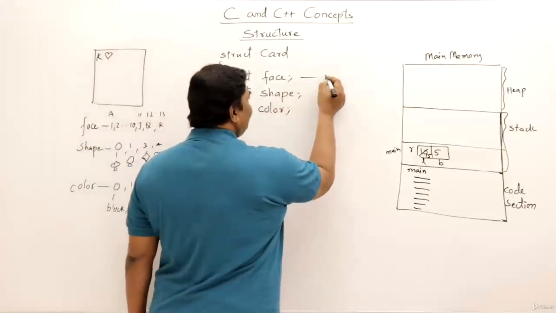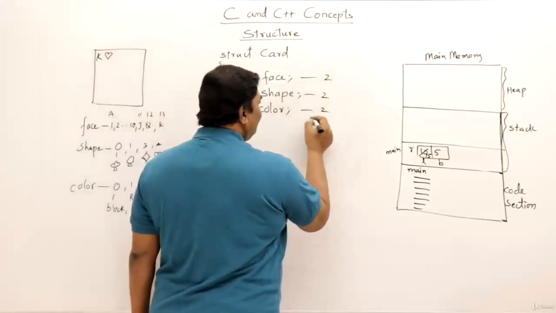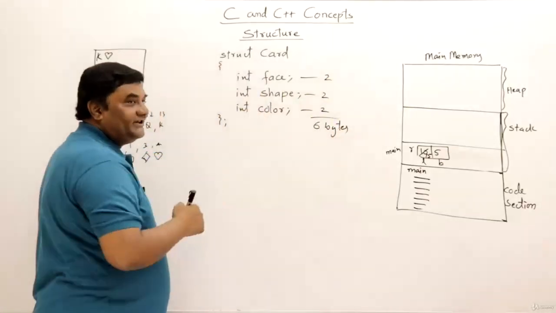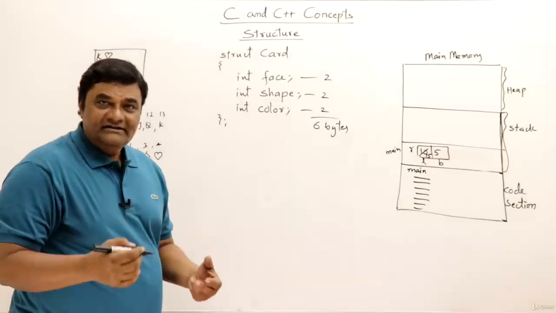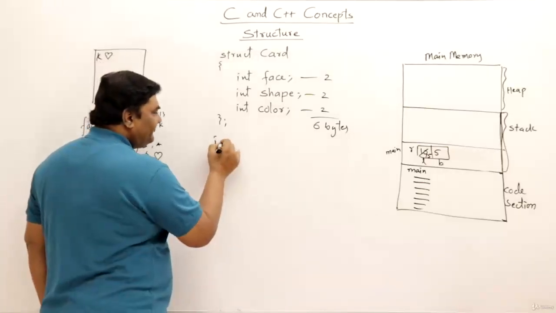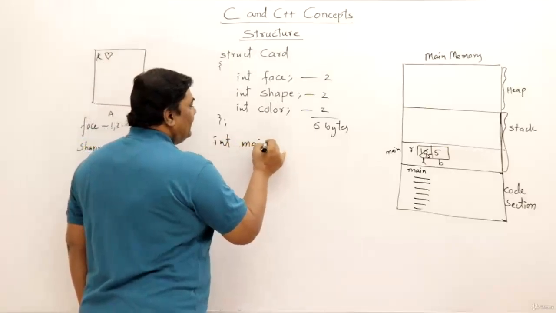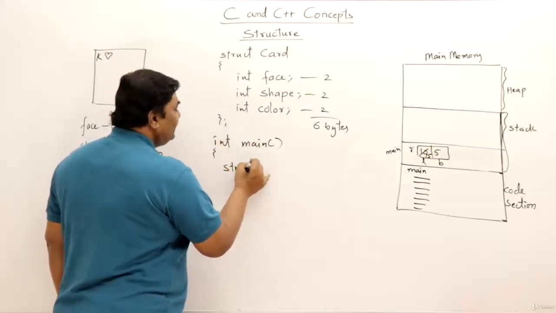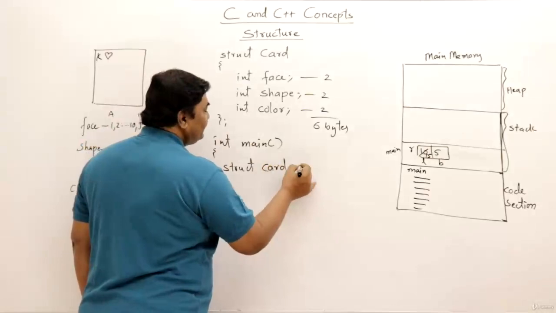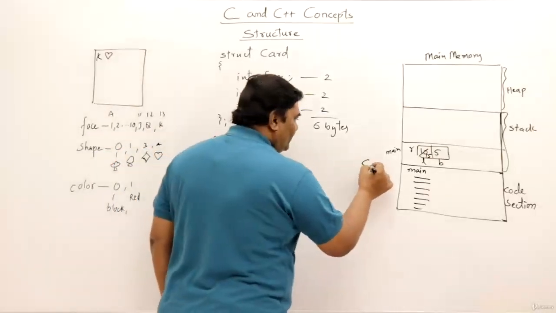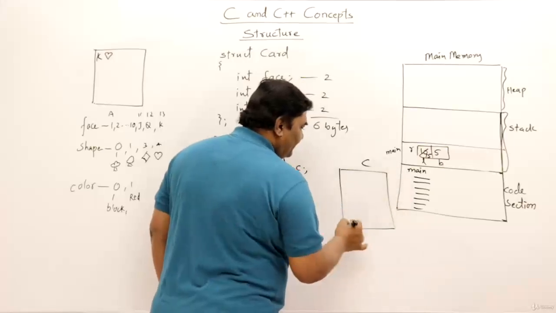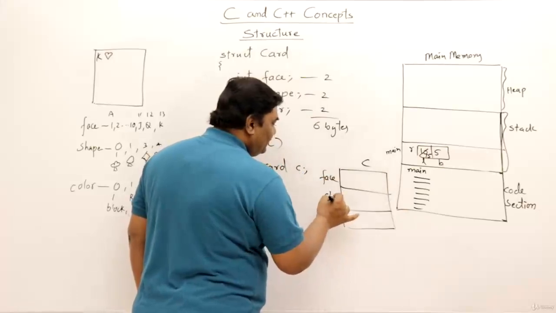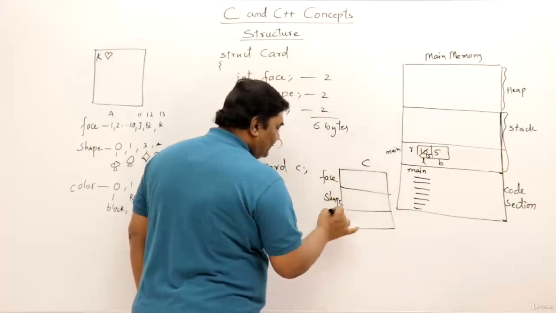Now how much space is it taking? Suppose integer is taking 2 bytes, so a total of 6 bytes of memory it is taking. This is just a definition of a card. Now let us declare the variable. Inside the main function, if I declare a variable of this structure type, I can have a playing card, struct card, and just C. Now this C, how will it occupy the memory? It will have 3 members. First one is face, the second one is shape, right? And the third one is color.